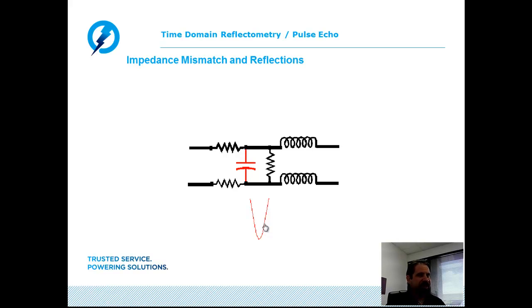Another area where we're seeing a small negative reflection might be an area of advanced water ingress or water saturation or treeing in the cable insulation. Could be a partial short circuit that we're seeing. So again, whether it's positive or negative, we can also make a little bit of an interpretation of what is causing that event.